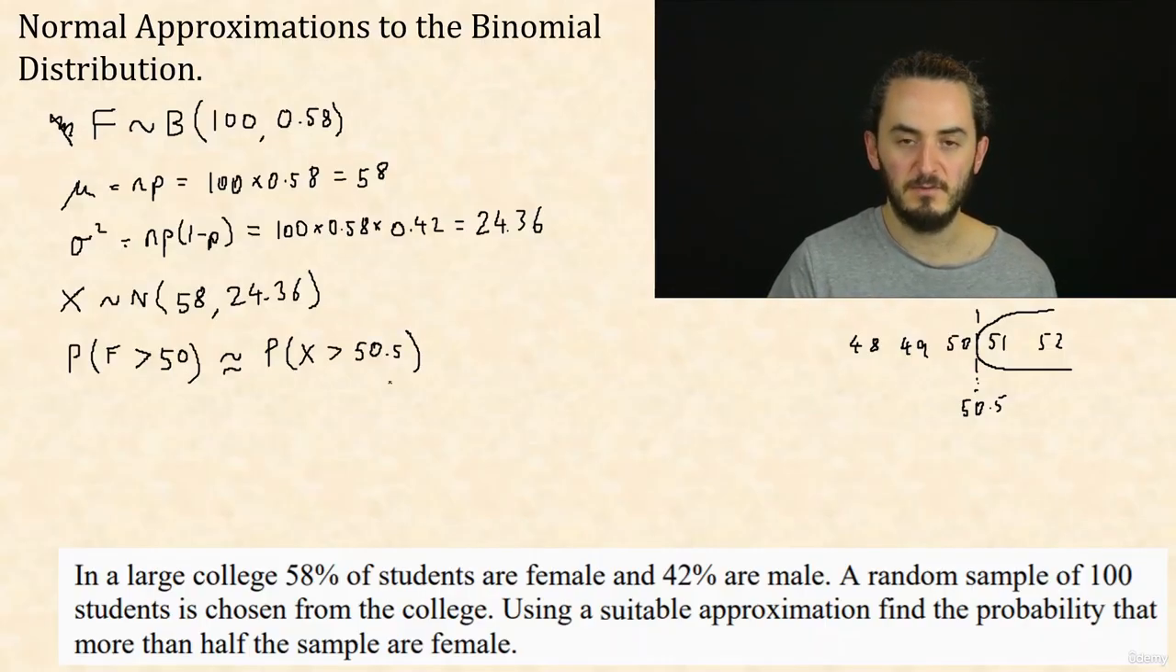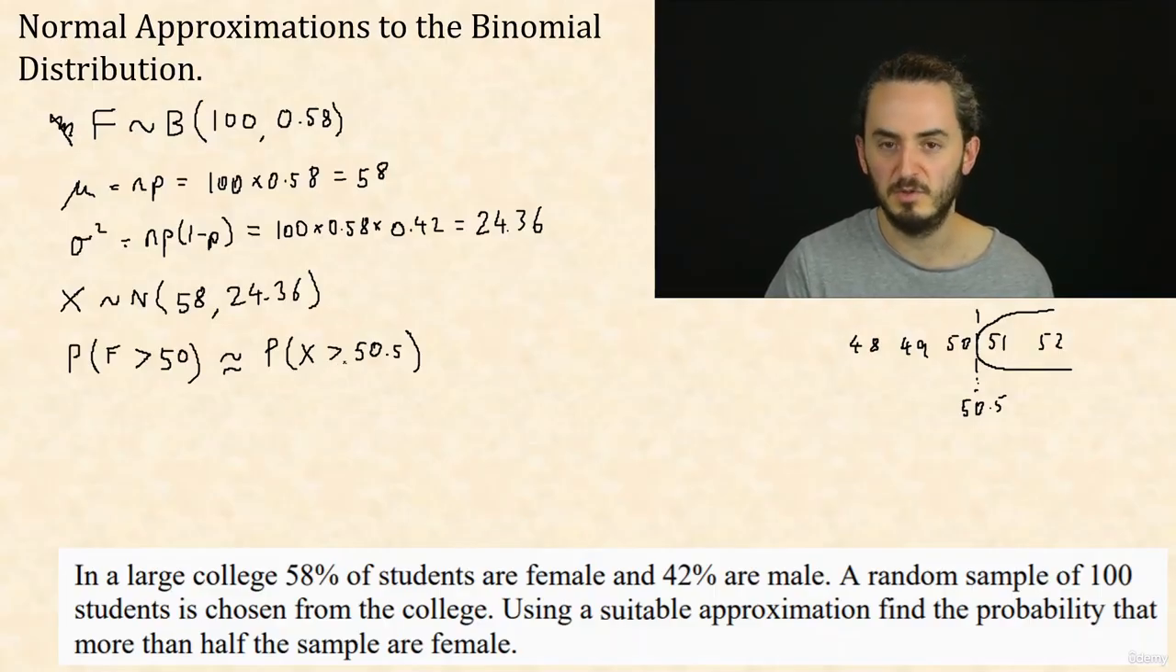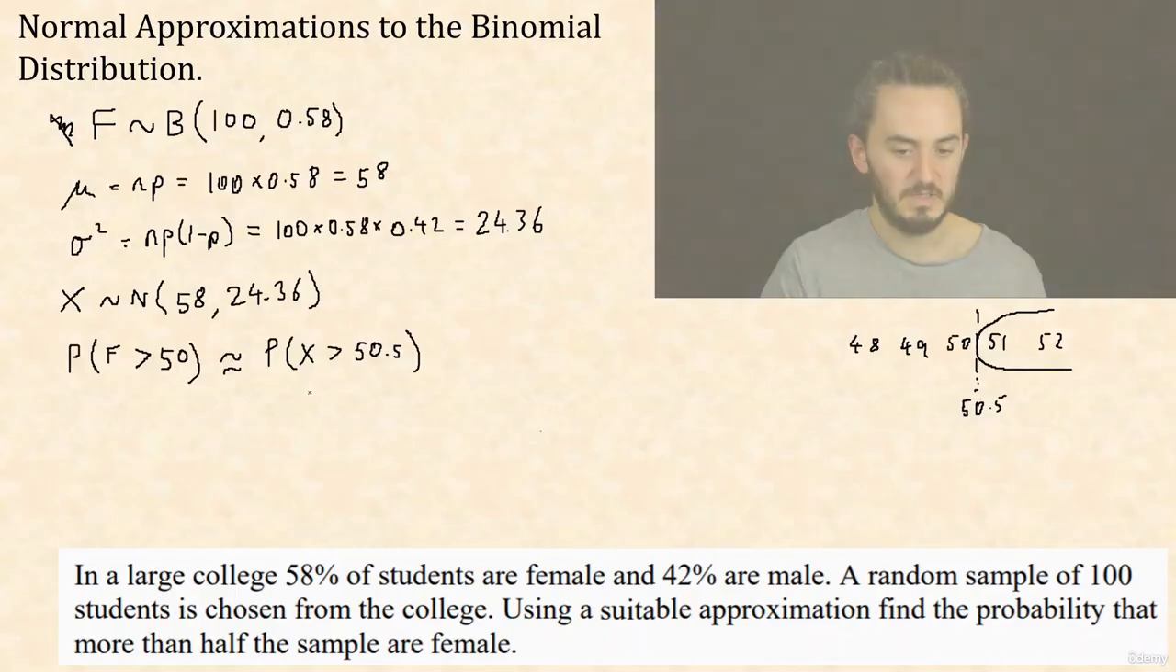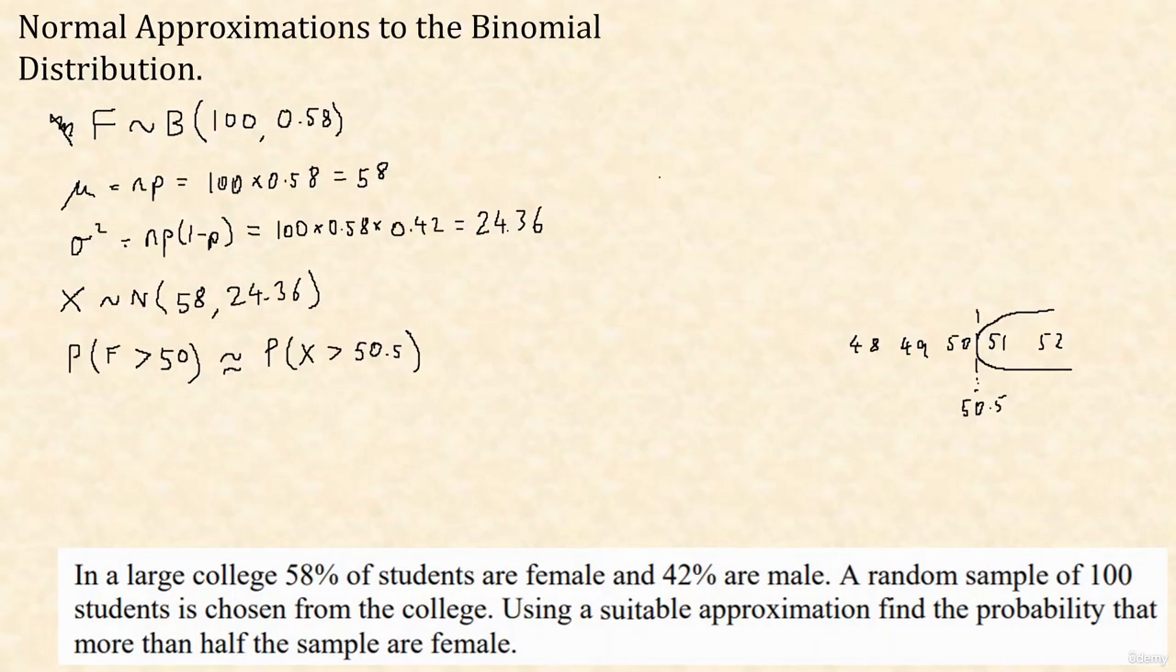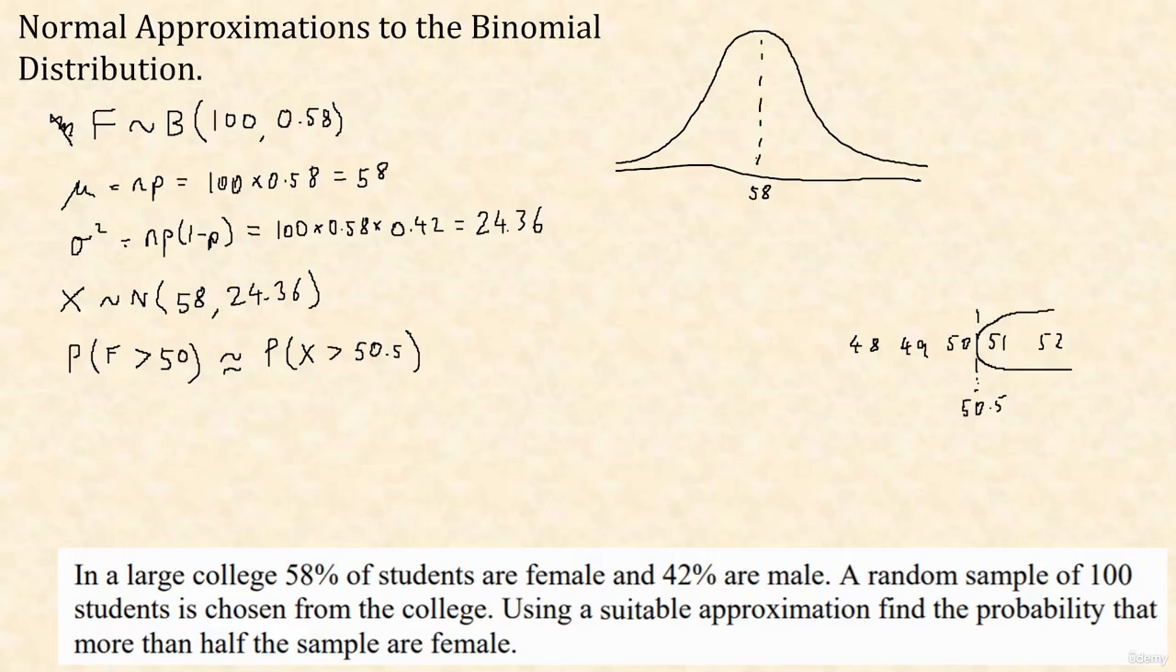And it would make no difference, remember, because it's a normal distribution. If I put greater than or equal to, it doesn't affect it. It does here. That matters. We actually took into account this was more than 50, not more than or equal to, but it doesn't matter here. And let's solve this now. So we've got our normal distribution, which has a mean of 58, and we want the probability of X being greater than 50.5. So that's, let's say, here.